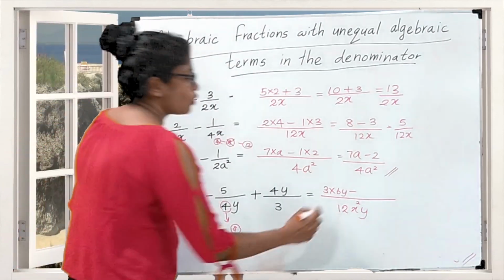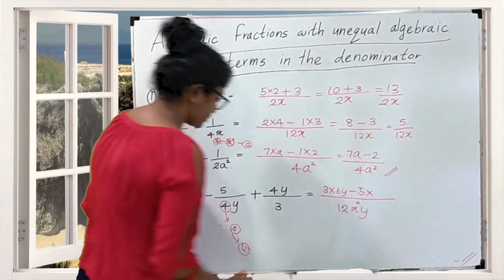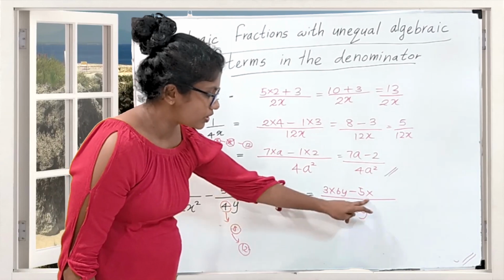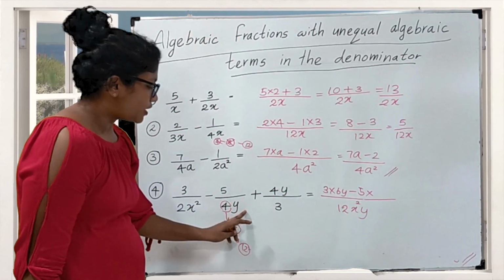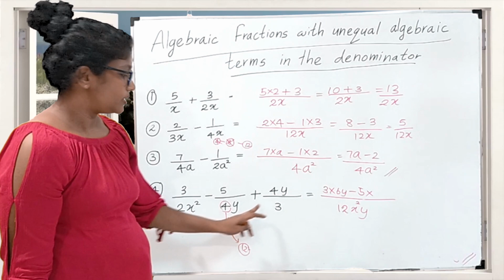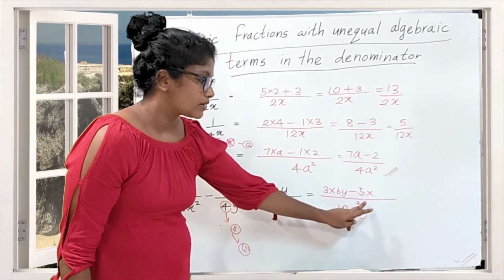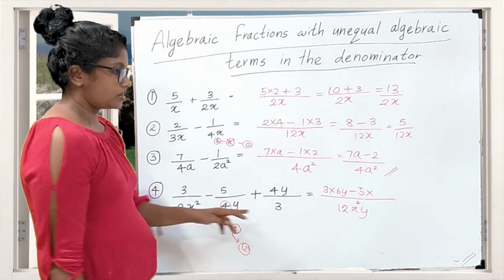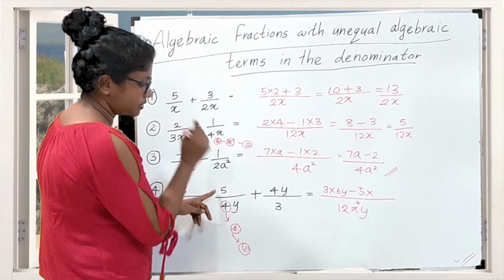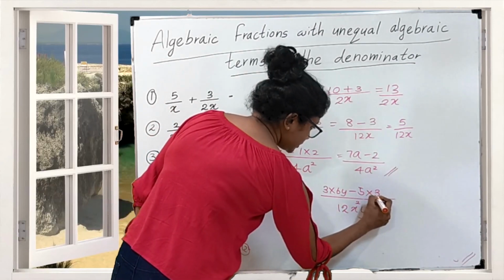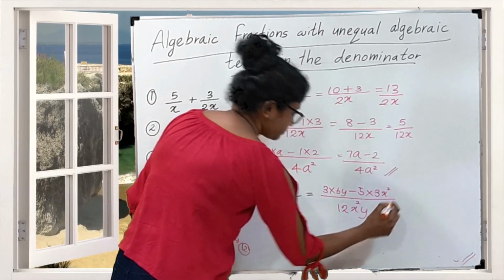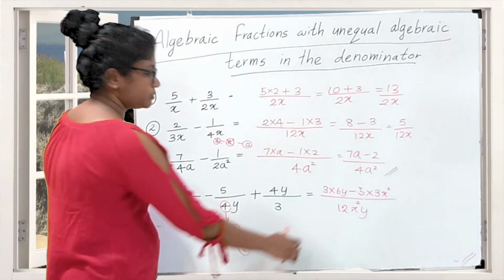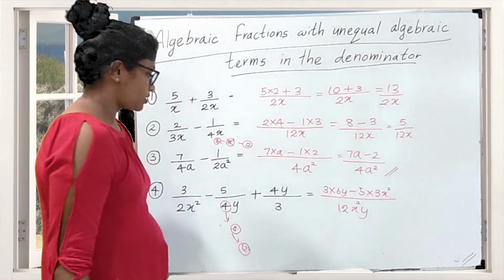Minus 5 into 4y. To be 12x squared y, 4y has to be multiplied by 3x squared. So 5 also has to be multiplied by 3x squared. When it becomes 12x squared y, that's it.